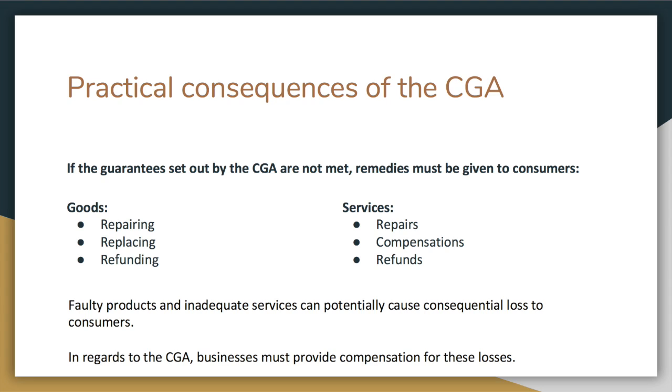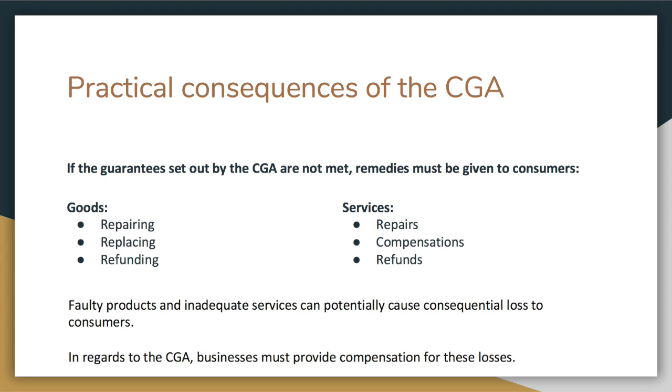In contrast, for a business providing services to consumers, there are differences in the practical consequences. Remedies available to consumers for services are receiving repairs, compensation, or refunds. However, if you as a business refuse or delay, the consumer can either employ someone else and claim the cost from you, or cancel the contract and refuse to pay.